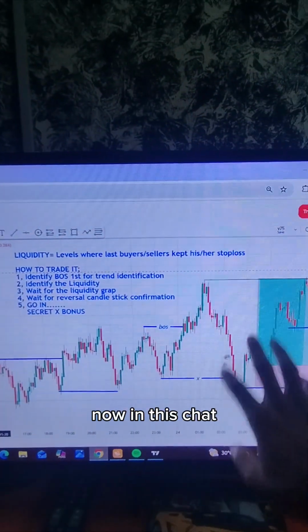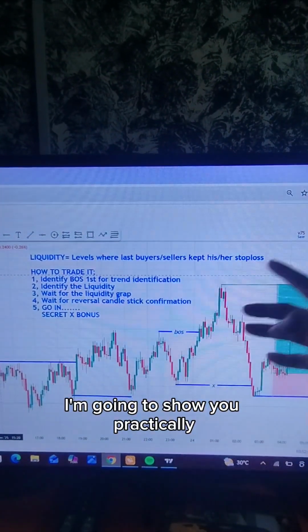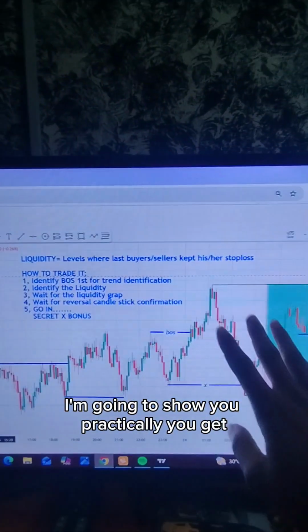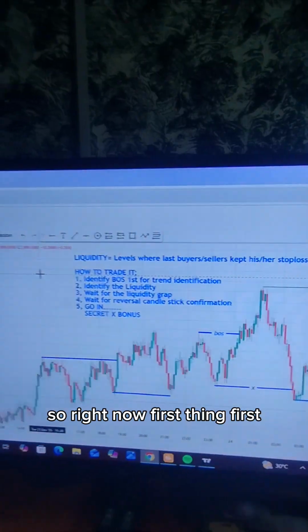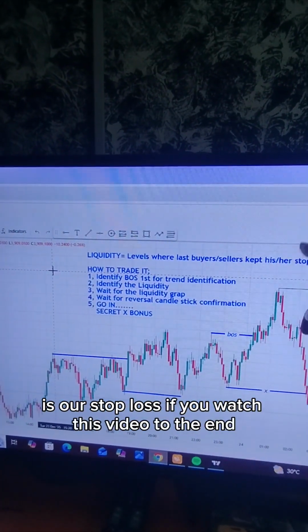Now in this chart, I'm going to show you these steps practically. So right now, first thing first, what is the liquidity? Where last buyers and last sellers kept their stop loss.